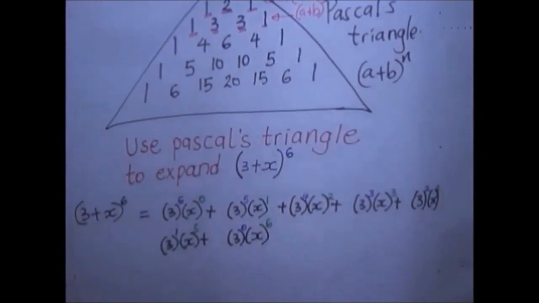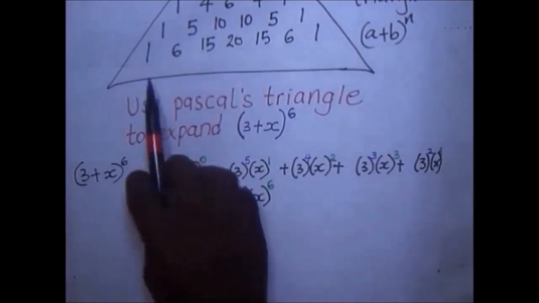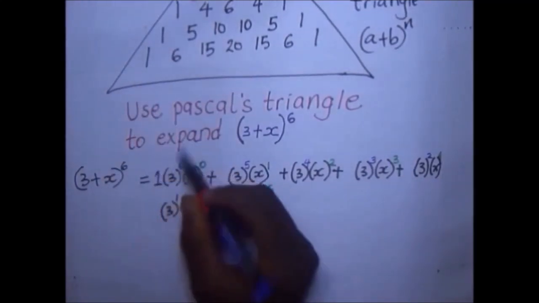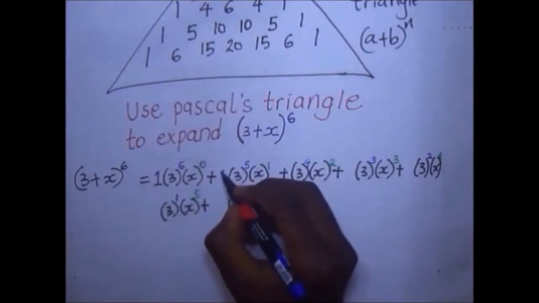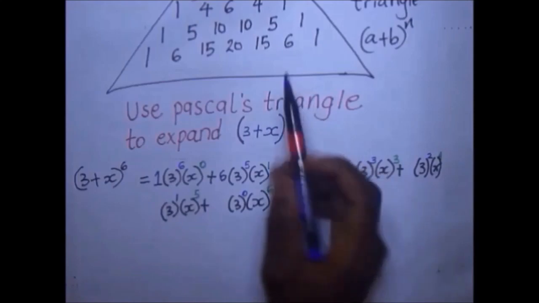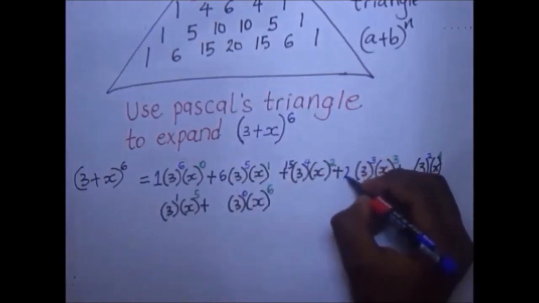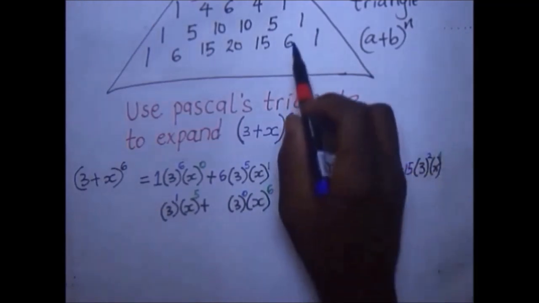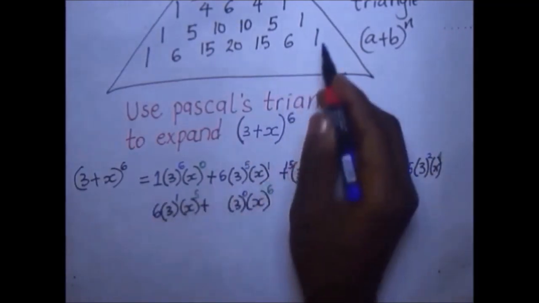So we shall say here that the first coefficient is 1. So this is 1. The next one is 6. The next one is 15. The next one is 20. The next one is 15. The next one is 6. And the next one is 1.